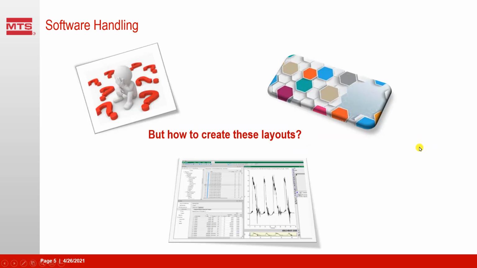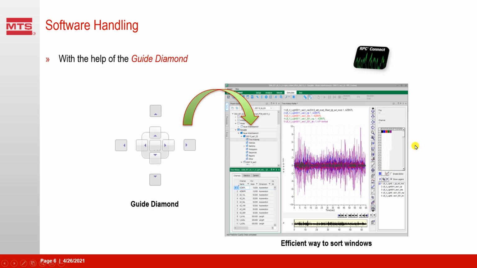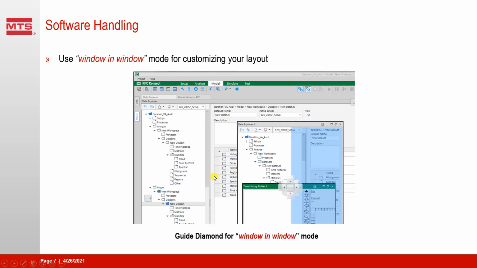Okay, but how can we create these layouts now? It's pretty easy. We have the so-called guide diamond here. This guide diamond will only pop up if you hold the CTRL button on your keyboard and then grab the window. So please make sure to hold the CTRL button before you grab the window, and then this little guide diamond will appear. With the help of these little arrows, RPC will show you where the window will be docked. This is shown on the next slide.